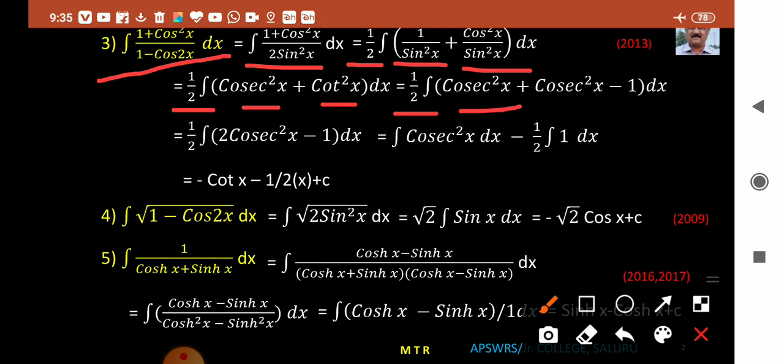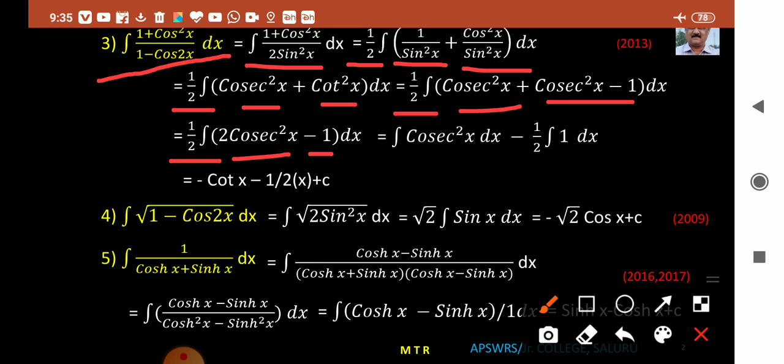This time you don't know the formula of integral cot square x dx. So you transform that cot square x as cosecant square x minus 1, because cot square x plus 1 is equal to cosecant square x. So cot square x is cosecant square x minus 1. You write that 1 by 2 here. Integral cosecant square plus cosecant square is 2 cosecant square x. You put that minus 1 as it is.